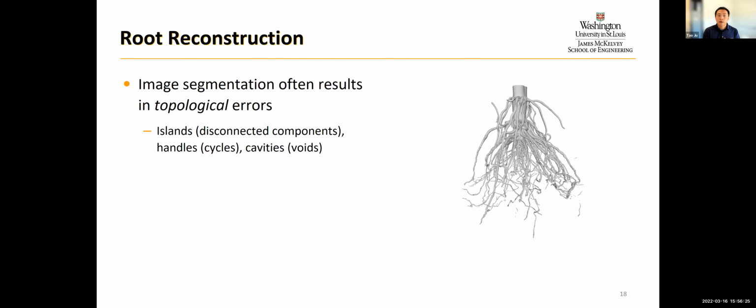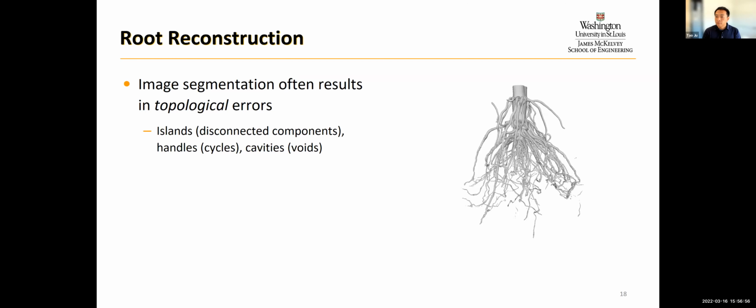The reason we care about these topological features is that in order to analyze the branching hierarchy of the roots, it's very important that you start with a reconstruction that's as close to a root topology as possible, meaning that the reconstruction should be connected and should not have any loops or cavities. However, typically, segmentation methods would give you results that contain lots of these topological features.